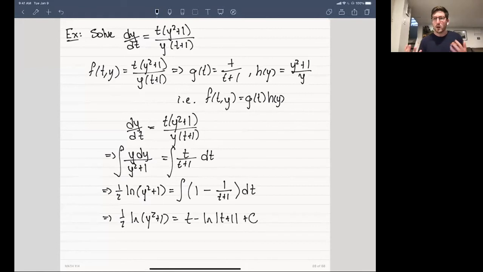Now, here's the real heartbreaker of all of this. You can try and multiply through by 2. You can take an exponential. And all that you're going to wind up doing is solving for y squared. You won't be able to solve for y, right? Because if you want to solve for y, you need to take plus or minus with the square roots. And so we are going to leave this as an implicit equation, right?